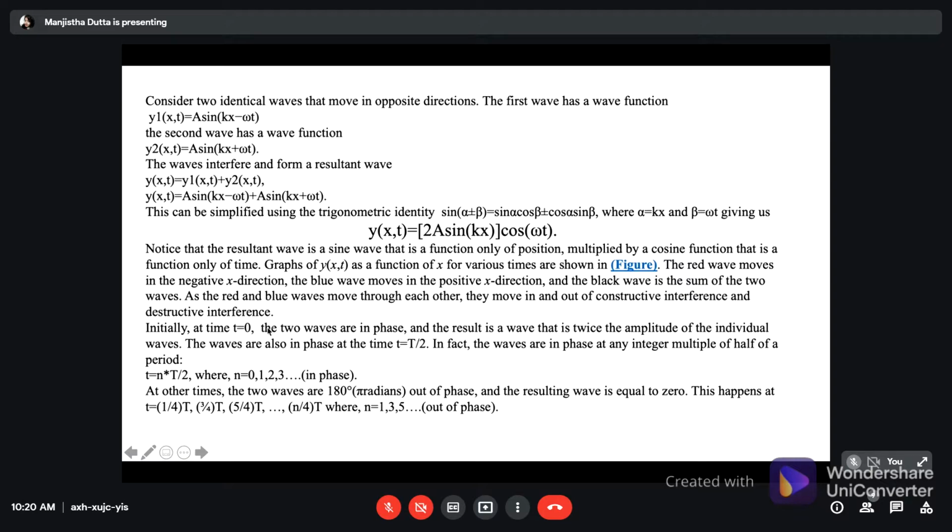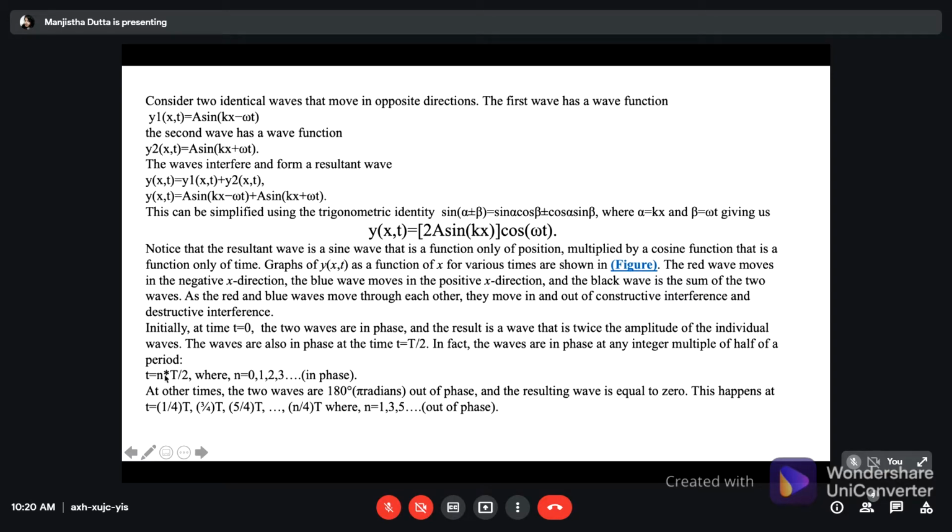Initially when time t equal to 0, the two waves are in phase, right? And the result is a wave with cos omega t equal to 1. So this is a wave that is twice the amplitude of the individual waves, so 2a is the amplitude. And if time t equal to T by 2, where capital T represents the time period of the waves, then also the waves are in phase.